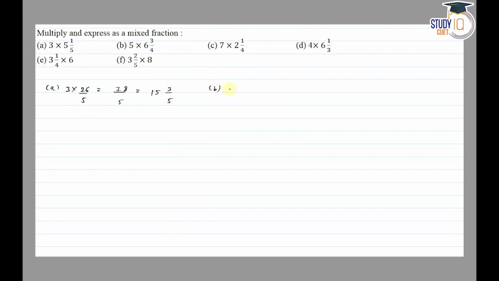Then part B is 5 into 6 4s are 24 plus 3, 27 upon 4, is equal to 5 7s are 35, 5 2s are 10, upon 4 is equal to 4 2s are 8, 4 3s are 12, and 4 3s are 12, remainder 3 upon 4.